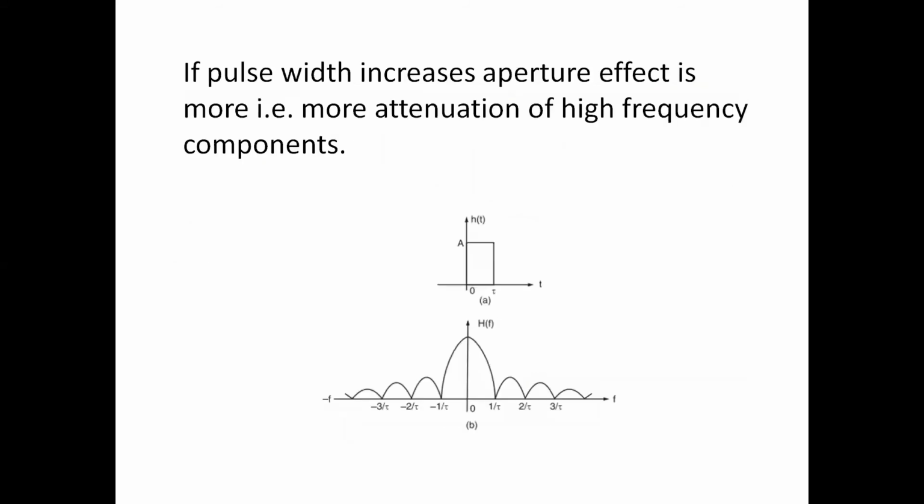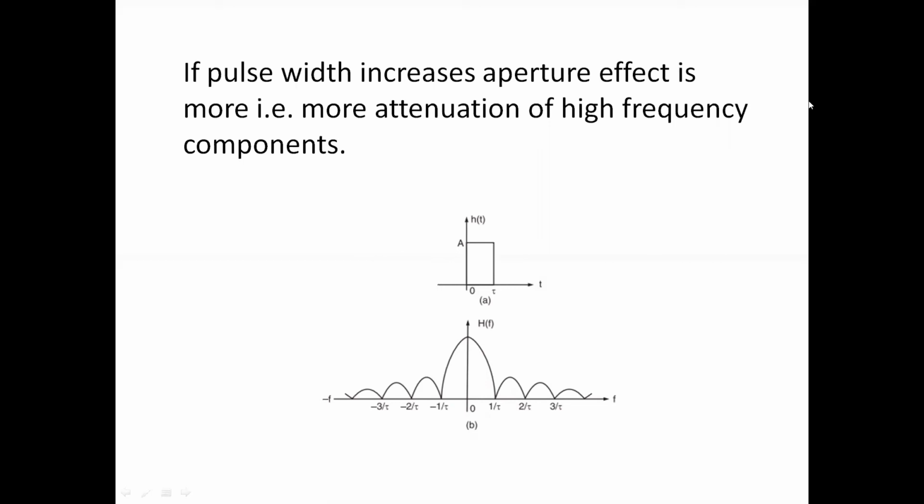If pulse width increases, the aperture effect is more in flat top sampling, that is, more attenuation of high frequency components. This happens because you see the extension of this particular pulse that you see on your screen in time domain is h(t), which extends from 0 to tau.